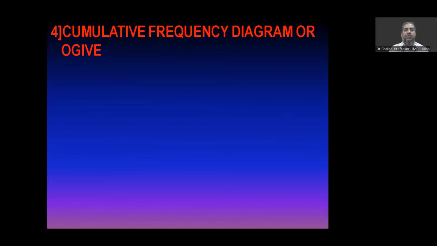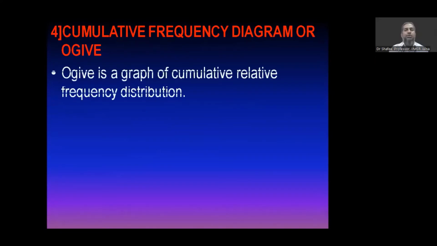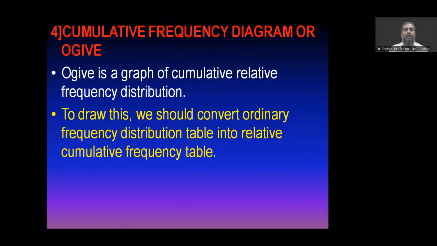Next is cumulative frequency diagram or Ogive. Sometimes they give a short note on Ogive in your theory exam also. Ogive is a graph of cumulative relative frequency distribution. I will explain what you mean by cumulative relative frequency when we show you the diagram. To draw this, we should convert the ordinary frequency distribution table into a relative cumulative frequency table.